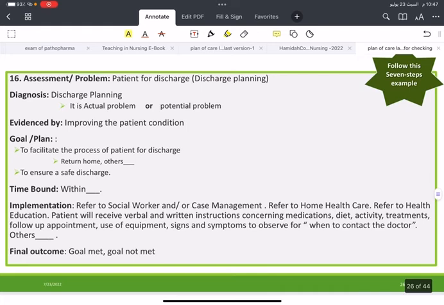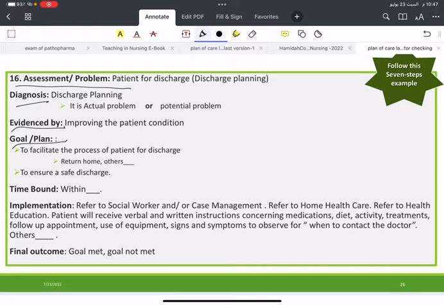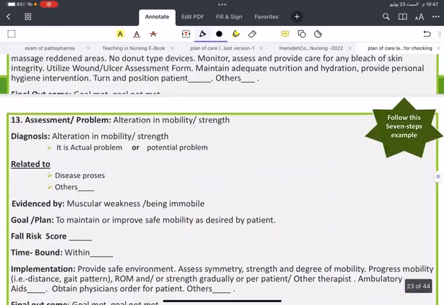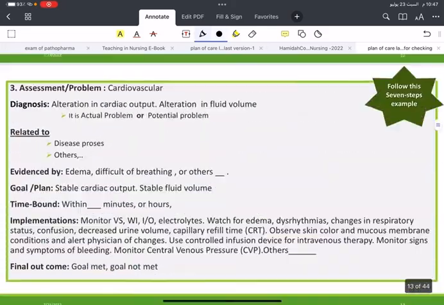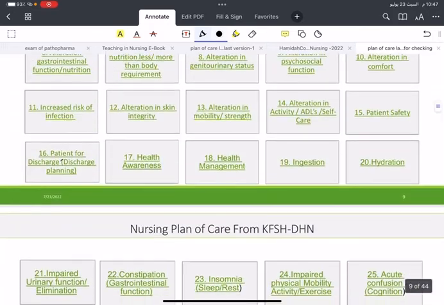So the same component: the diagnosis, here you can see the assessment, diagnosis, evidence, the goal, and the time. You have to write your time. Is it minutes or hours? And then the final, okay, outcome. What is the outcome? Whether you write the goal facilitated the process of discharge within this time, or you want to write the goal is met or not met. Okay, you can go through any of these two slides, which is 9 and 10, any nursing diagnosis that is suited for your patient, and you can use it.